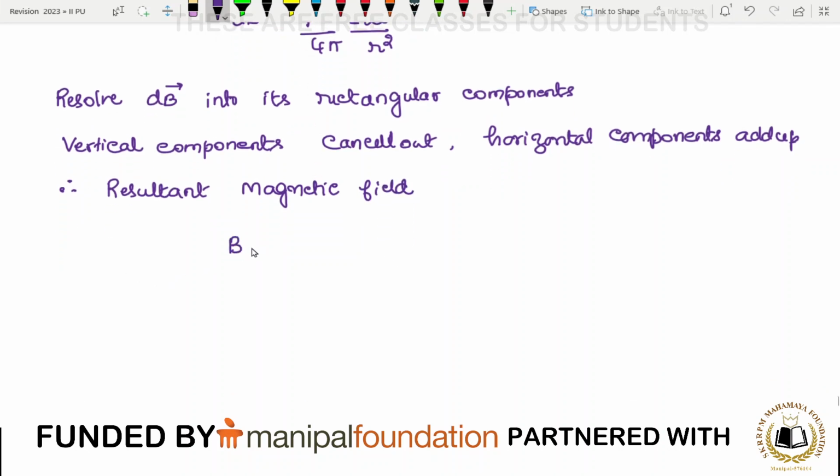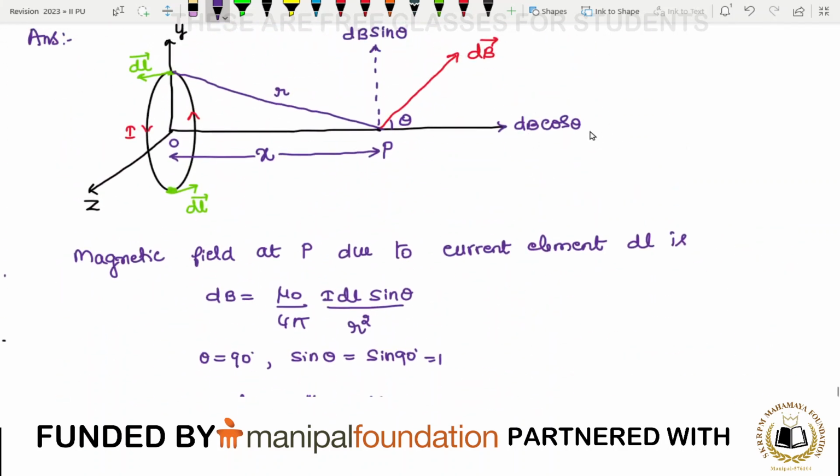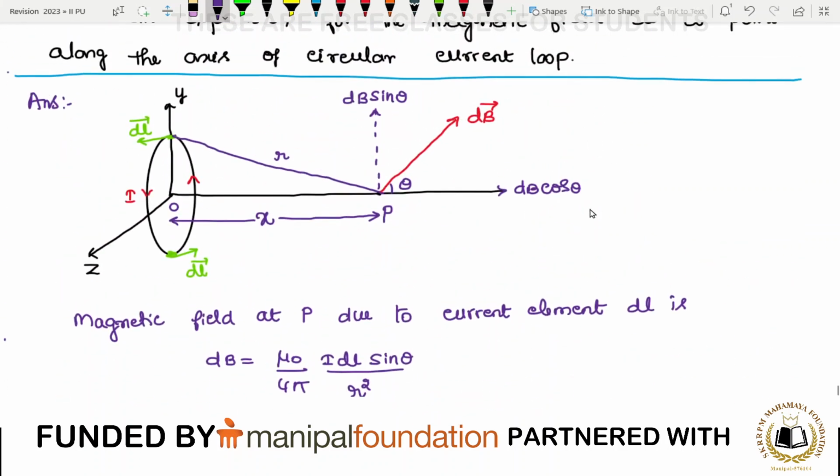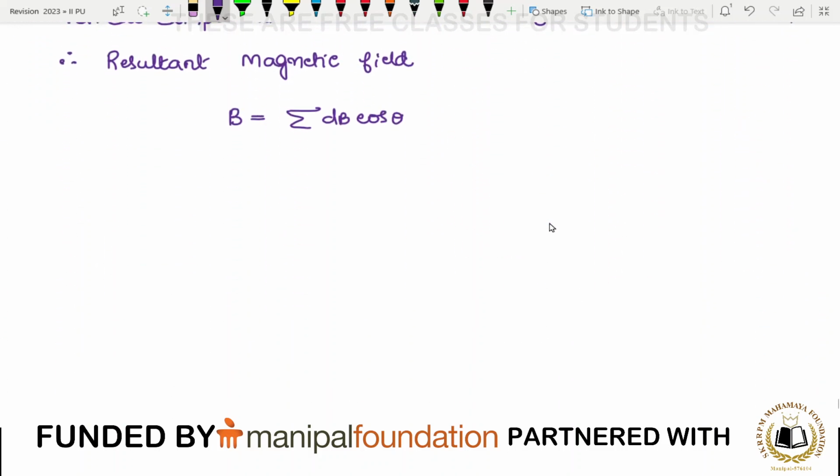So that is B equal to summation of dB cos theta. Therefore, the resultant magnetic field will become summation of dB cos theta. Only the x component we have to add. So we'll write here summation of dB cos theta. Now after that, we'll find what is the value of cos theta. What is that cos theta?